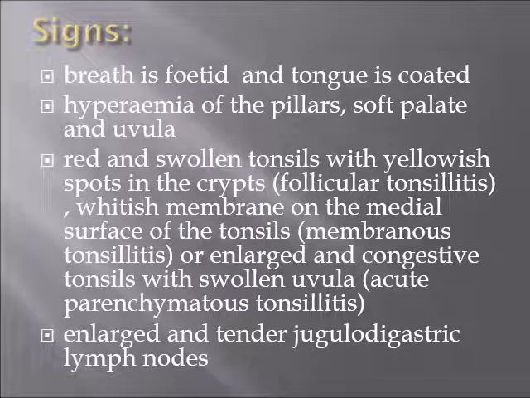There is hyperemia of the pillars and the soft palate and uvula, red and swollen tonsils with yellowish spots in the crypts that form the follicular tonsillitis, might be membranous tonsillitis, and here the exudate forms a pseudomembrane attached to the medial surface of the tonsil, or the tonsil is affected as a part of the whole pharyngitis, as in the case of catarrhal tonsillitis, or maybe a kind of parenchymatous tonsillitis. Also, we can detect enlarged jugulodigastric lymph nodes as secondary to the infection of the tonsil.